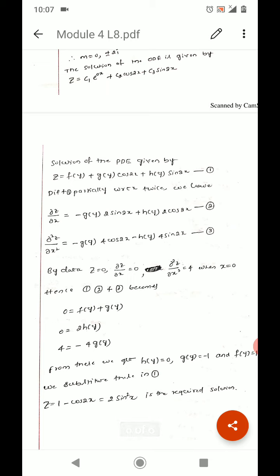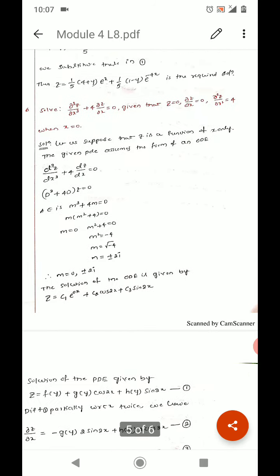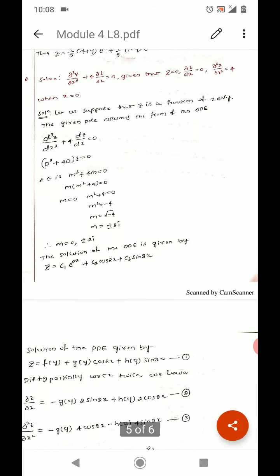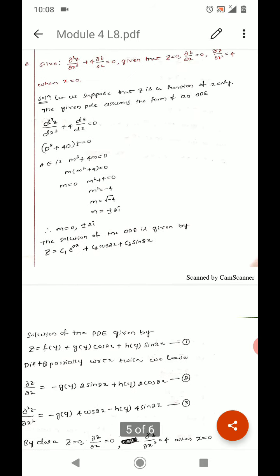Now replace the arbitrary constants c1, c2 and c3 by functions of y. So we get z is equal to f of y into e power 0x, which is 1. So that means z is equal to f of y plus g of y into cos 2x plus h of y into sin 2x. This is equation 1. Now differentiate equation 1 partially with respect to x twice. Since we have the conditions on del z by del x and del square z by del x square, to obtain del square z by del x square we have to differentiate twice.